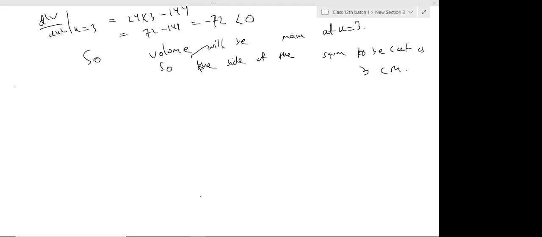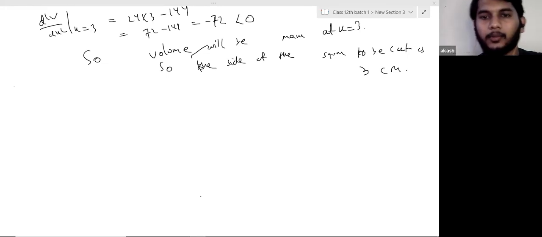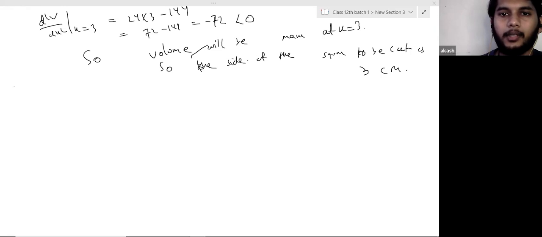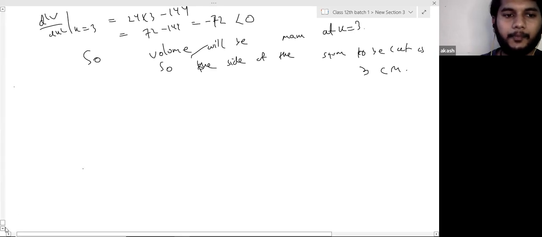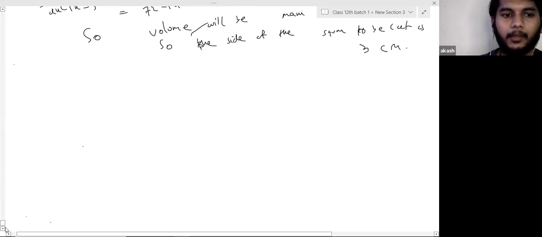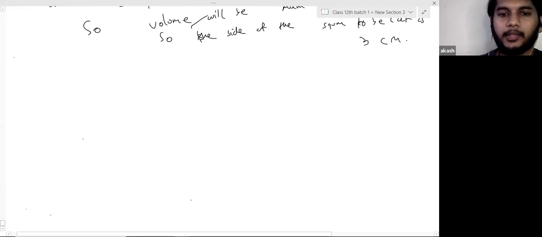All right. So in today's class, we're going to solve a lot of questions, which can be a difficult part of maxima minima. Okay. In the last class also we did a question like that, how much is the side of the square and so on.